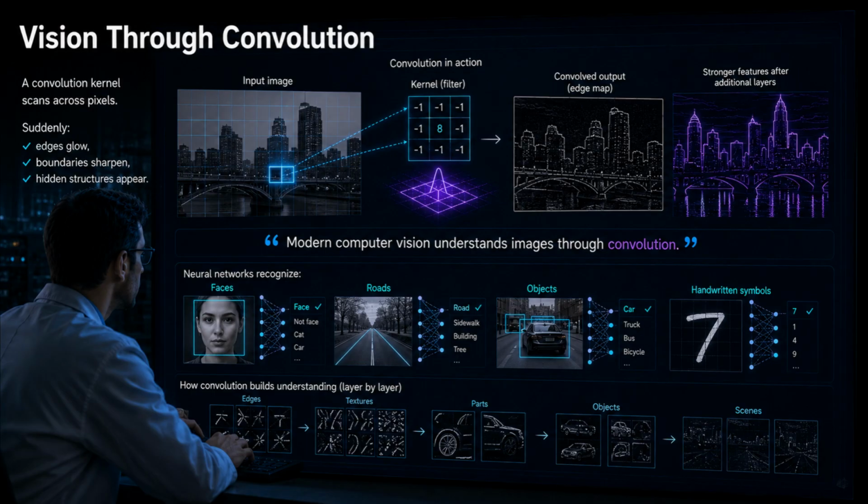The process now moves beyond one-dimensional signals into images. A convolution kernel scans across pixels throughout the digital picture. Edges become visible. Boundaries sharpen. Hidden visual structures emerge automatically. Modern computer vision systems and neural networks rely on convolution to recognize patterns inside images and video.